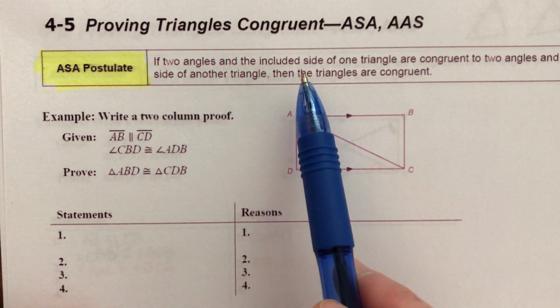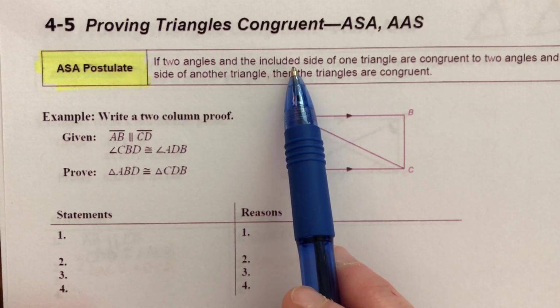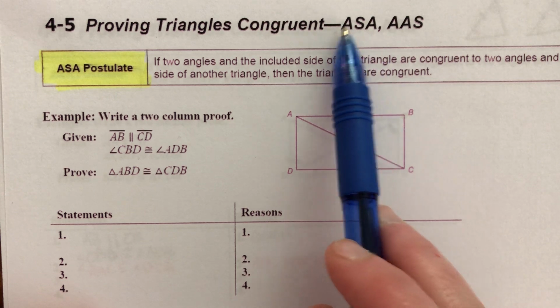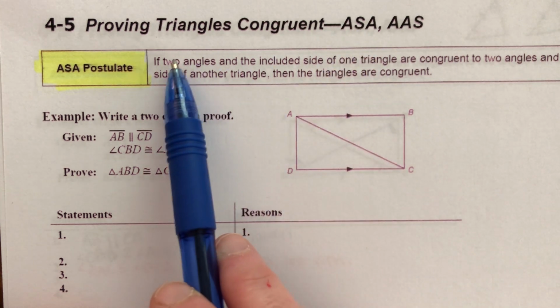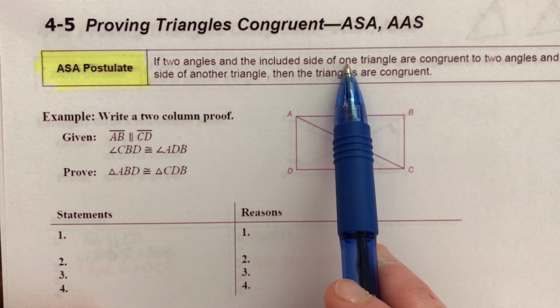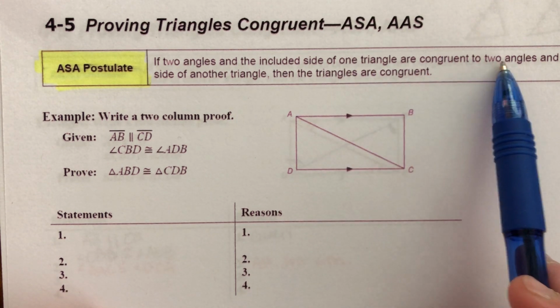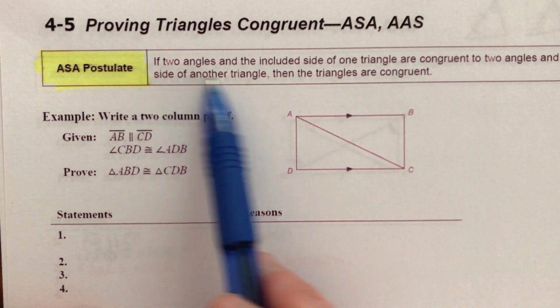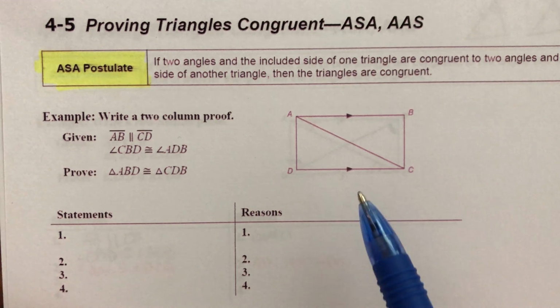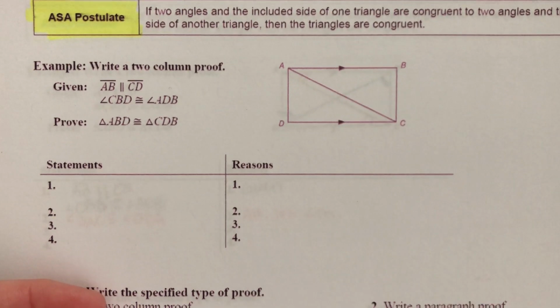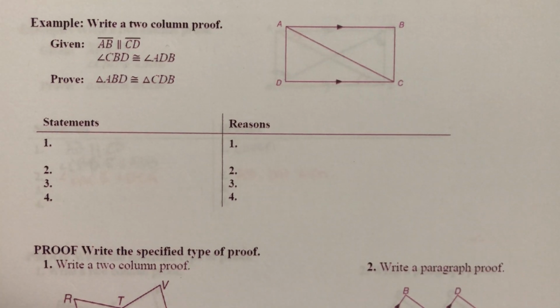If two angles and the included side, the side between them, just like here, the A's and the S between them, of one triangle are congruent to the corresponding parts in another triangle, then the entire triangles are congruent. So we're going to do a quick proof kind of example here. We have 1, 2, 3 of them to do, and then we'll finish this video up.